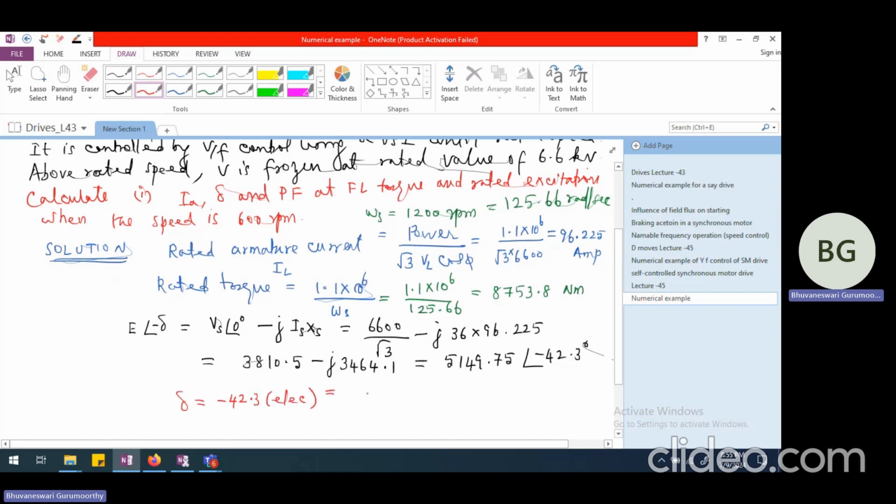If we want to convert this into mechanical, it will be 42.3 degrees divided by 3 because there are 6 poles. This is the mechanical angle. So this is 14.1 degree mechanical.